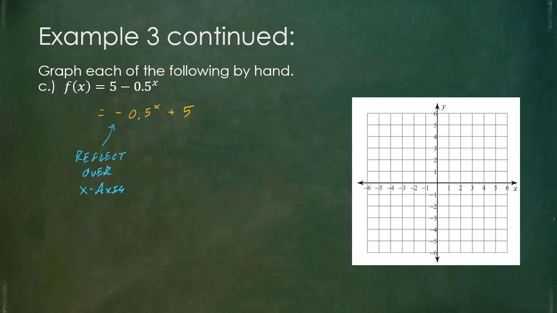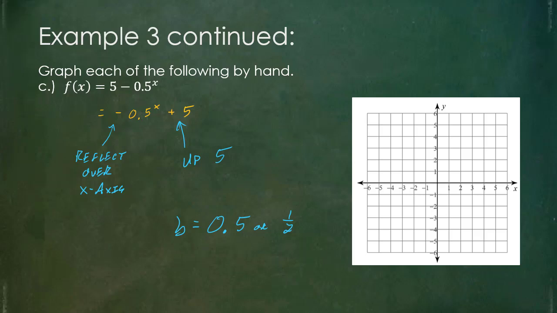My base in this case is just the 0.5, so I'm just going to identify my base in this case is 0.5, or you could also say that that would be 1/2. And then the plus 5, that should move our graph up, because it's outside the function. It should be a vertical shift, in this case up 5 places.